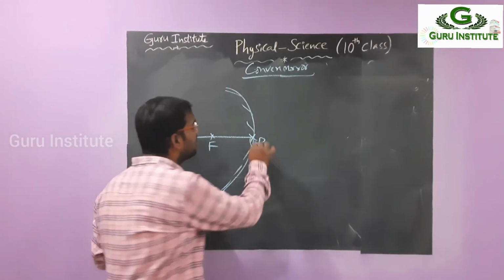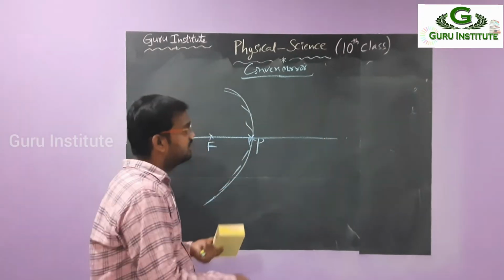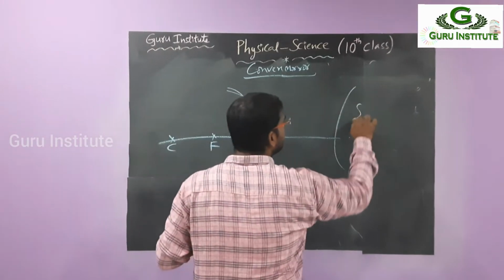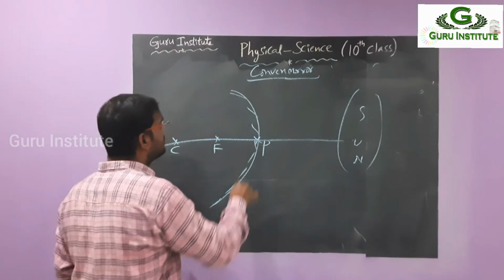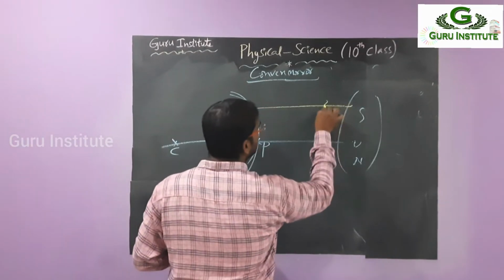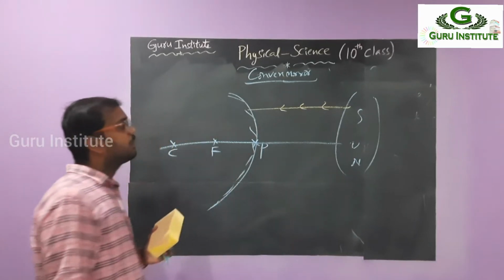Nothing, right? We have to always be able to keep the object outside. So again, take the sun only. Now, the first one: a ray parallel to the principal axis. What will happen? We have to see here.